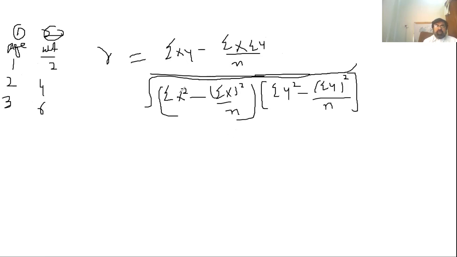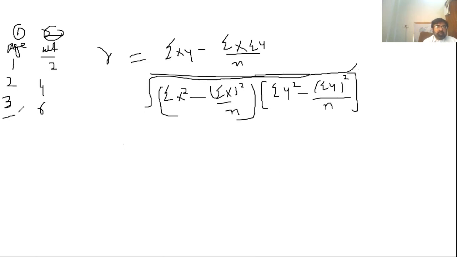And sigma x square means you have to take the square of all the values of x, and then add up. And again, you have to sum the x values and then take the square and divide it by n. And over here, you have to square all the values of y, then take the summation of all those values. And here, you have to sum all the values of y and then take the square divided by n. And these two are multiplied and then the square root is taken.